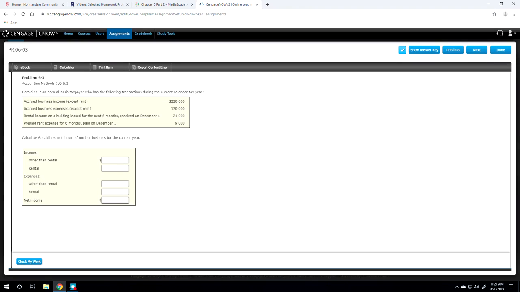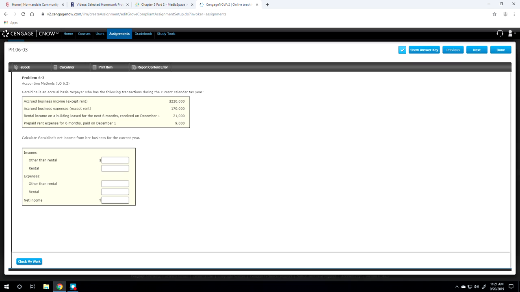Okay, in Chapter 6, Part 1, I want to take a look at this problem, problem number 3. Here we have Geraldine, an accrual basis taxpayer, who has the following transactions during the current calendar tax year. We want to calculate Geraldine's net income from her business for the current year.